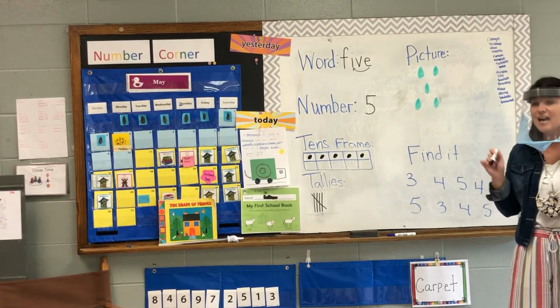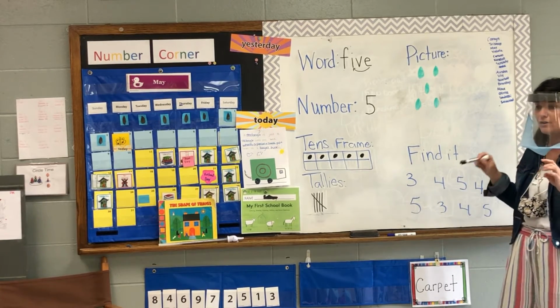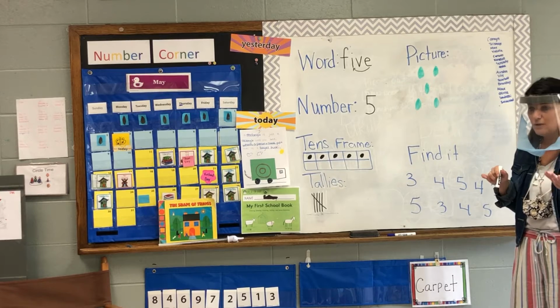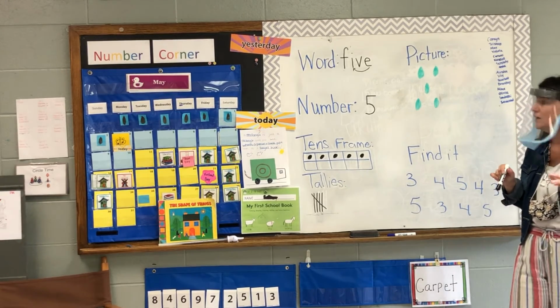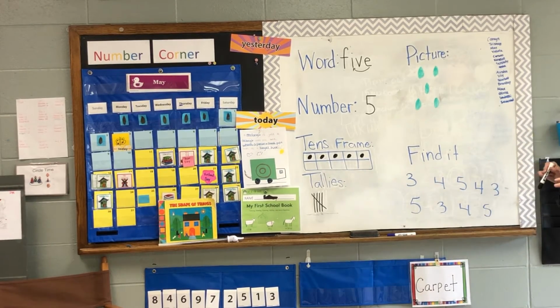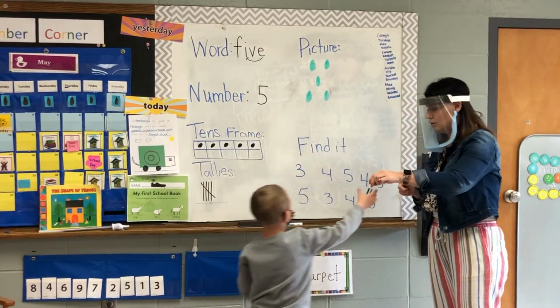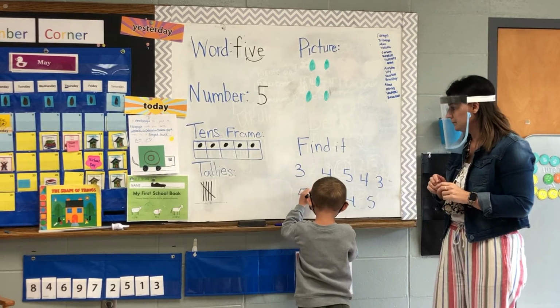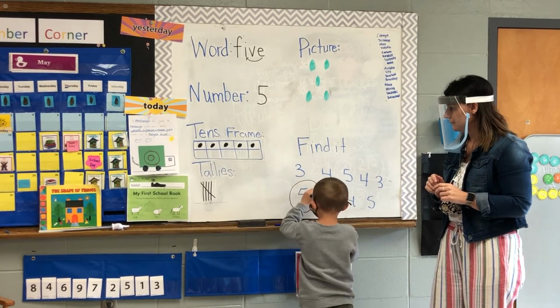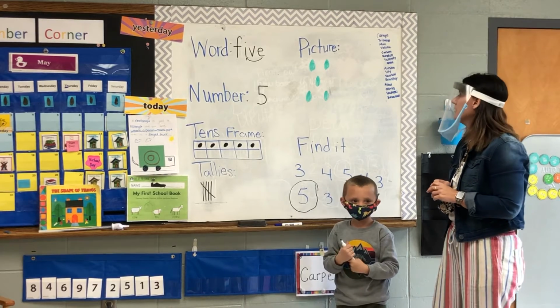Okay, find it. If you have not had a turn to come find our number, any number, then you may raise your hand. If you've had a turn, then I want you to wait, okay? Hunter, come on up. Okay. Circle a number 5. Is he right? Yeah. Pick a friend.